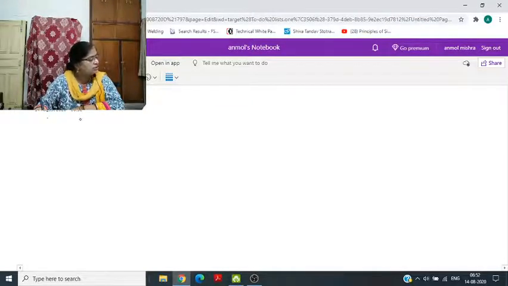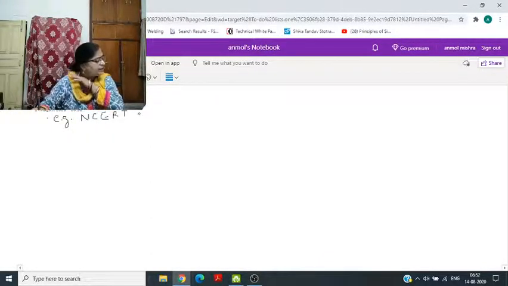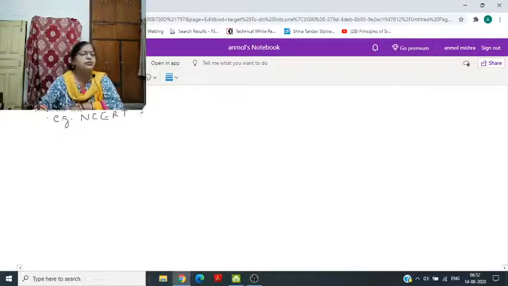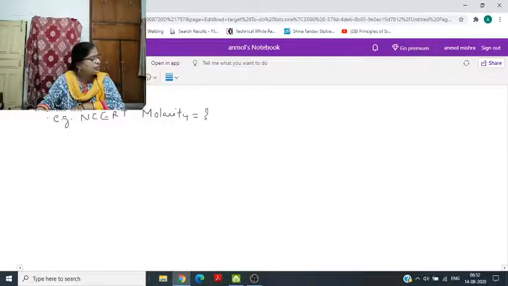Now the next question is again an NCERT example. Calculate the molarity of NaOH solution prepared by dissolving 4 grams. The weight of solute is given to you.